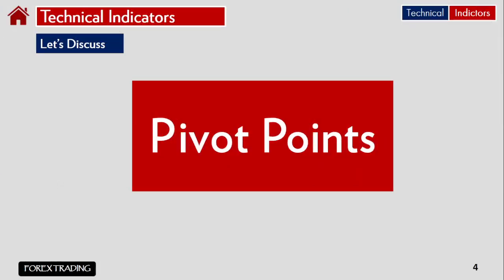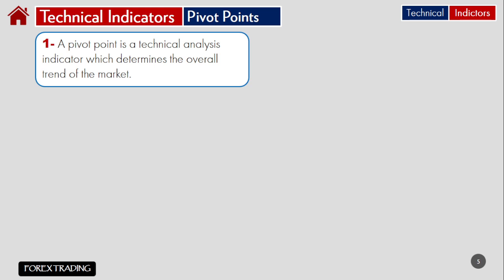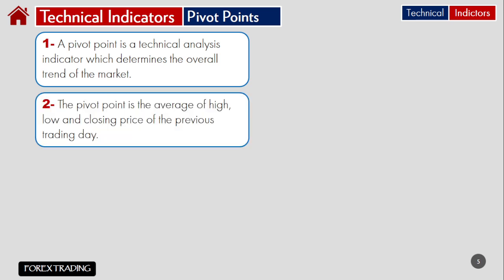So okay, pivot points. What are pivot points? Number one, a pivot point is a technical analysis indicator which determines the overall trend of the market. And number two, the pivot point is the average of high, low, and closing price of the previous trading day. So this point is very important to understand pivot points.